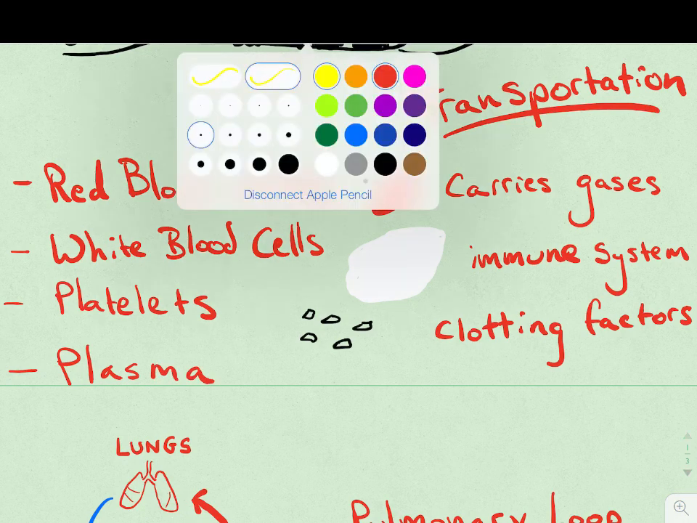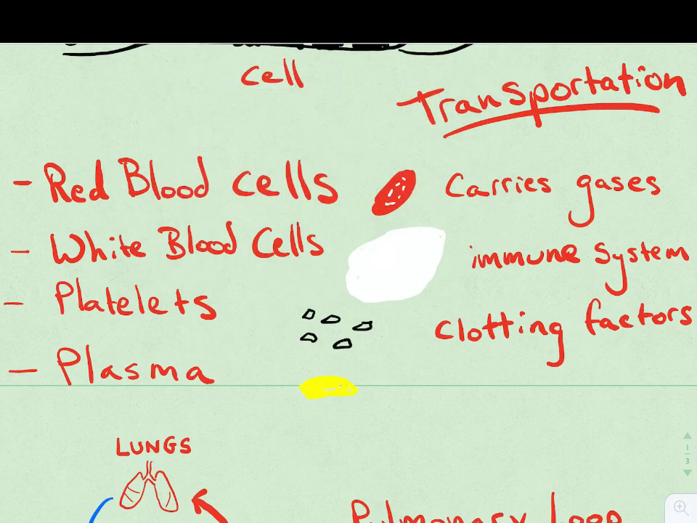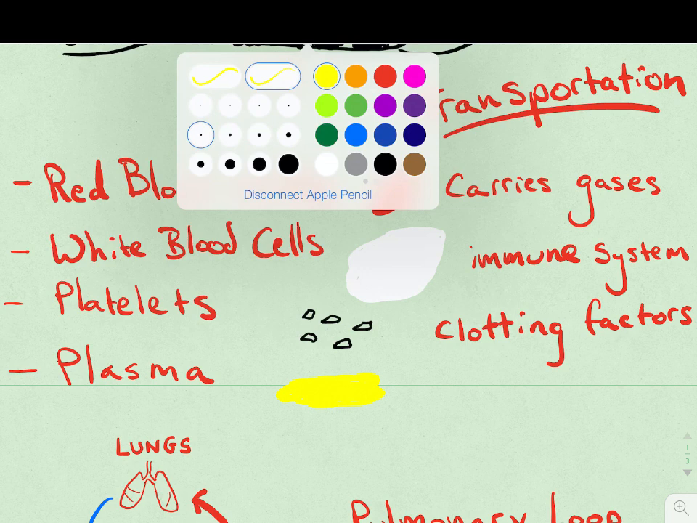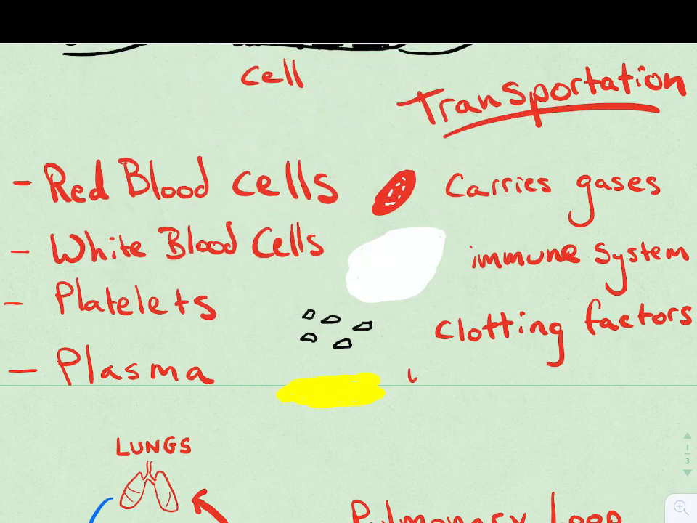And the last thing in your blood is called plasma. Plasma is a liquid, but it's very important because although it's mostly made up of water, it also includes your nutrients. So you have water, nutrients, some ions like salts, and you also have hormones. All of these things are carried in the plasma. And these are all of the goodies. These are the things that your blood is transporting to your cells.